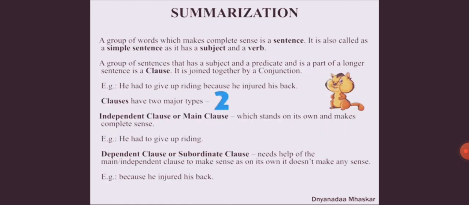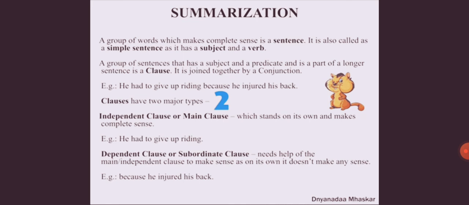Let us summarize whatever we have learned so far. A group of words which makes complete sense is a sentence. It is also called a simple sentence as it has a subject and a verb. A group of words that has a subject and a predicate and is a part of a longer sentence is a clause. It is joined together by a conjunction. For example, he had to give up riding because he injured his back.